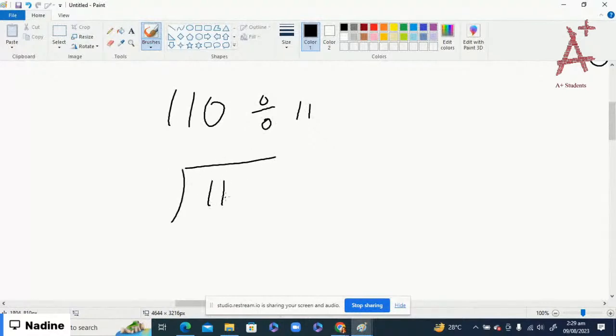So put 110 inside and 11 outside. So tell me, 11 times which number is 110? 11 times which number is 110? 11 times 10 is 110.